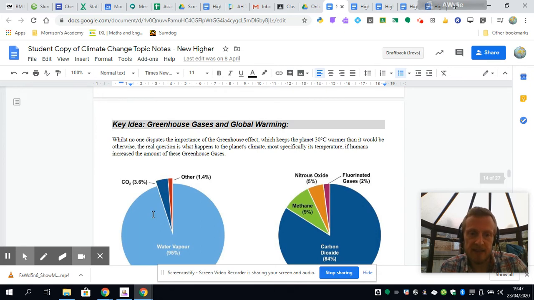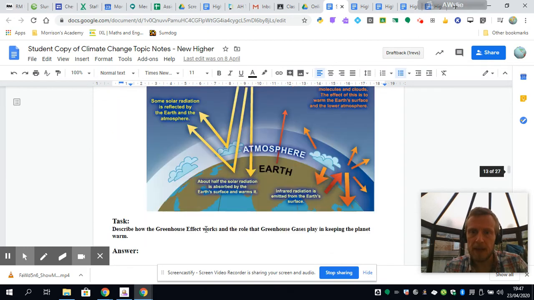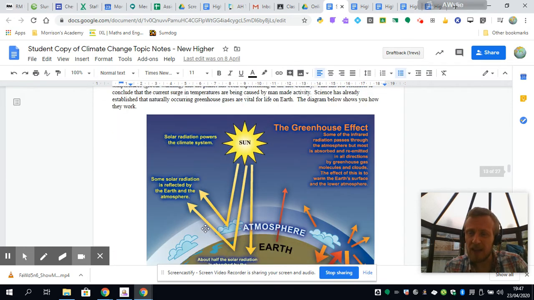Looking at the main greenhouse gases, you've got a couple of pie charts. First, you'll notice water is there. Water is a greenhouse gas, believe it or not. It's often not regarded as a greenhouse gas. Let me just scroll back down to that. Sorry about that.